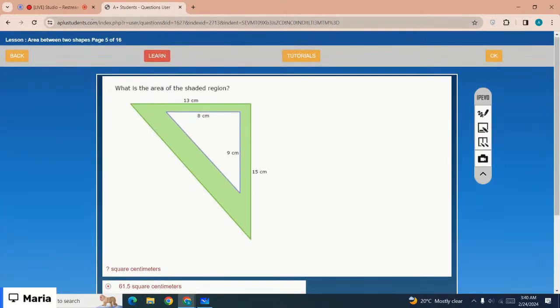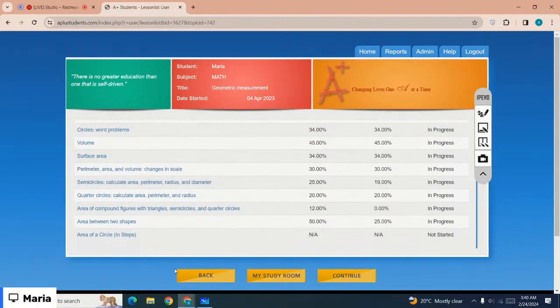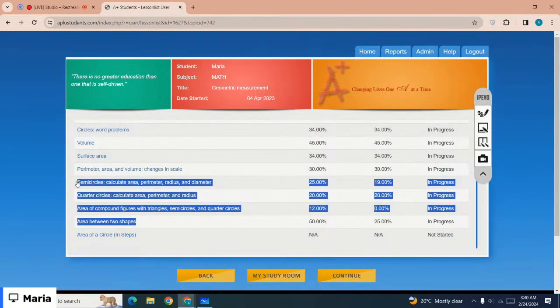Okay, you can complete the lesson by yourself later today. So, we were working on grade 7 math. The chapter we were working on is geometric measurement, and the lessons we have covered today are the semicircles, calculate area, perimeter, radius, and diameter. Then we did the quarter circles, that is calculate area, perimeter, and radius. Then we did area of compound figures with triangles, semicircles, and quarter circles. And the one we just finished is area between two shapes, right?